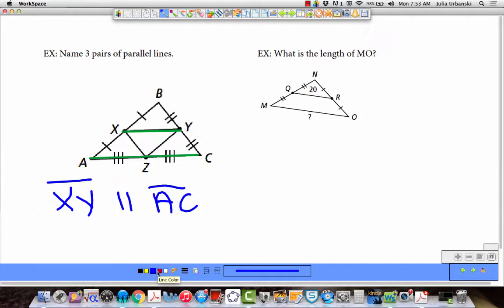All right, let's try to find another one. Let's do blue. Let's do BC. This one right here. Which segment would be parallel to BC? Say it again. XZ. Those two would be parallel. BC is parallel to XZ.